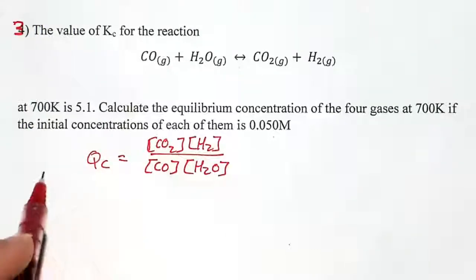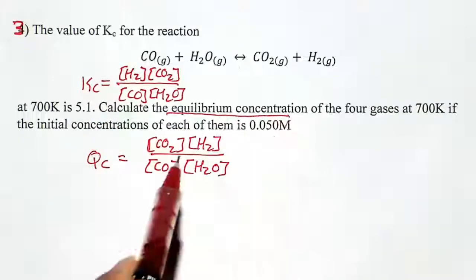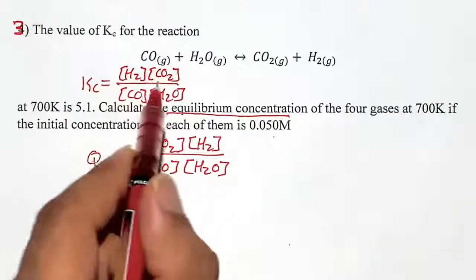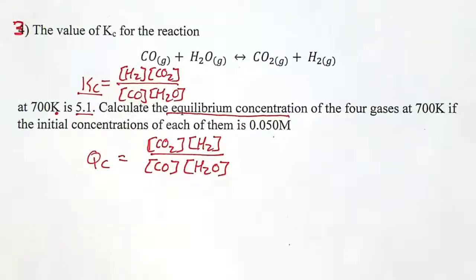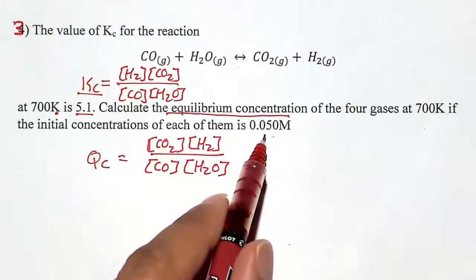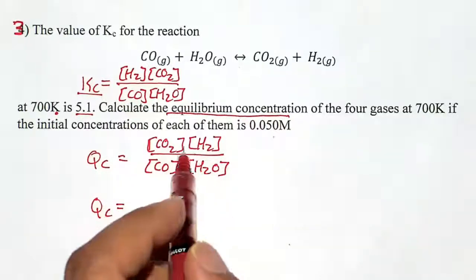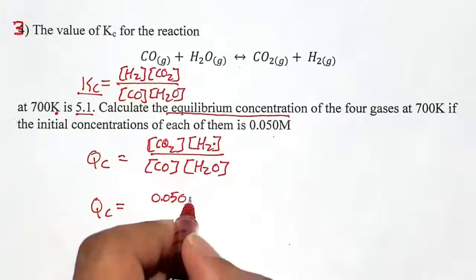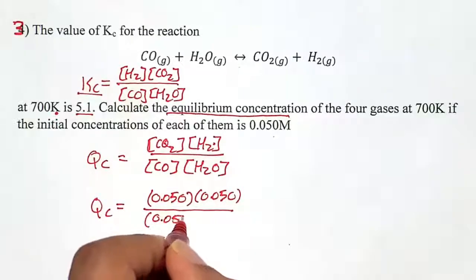Now remember, Qc and Kc are essentially the same thing. We're asked for the equilibrium concentration of the four gases. So the reaction is going to settle, move back and forth, back and forth, until it reaches a concentration ratio equal to 5.1. So let's calculate Qc here. Are these really equilibrium concentrations, 0.050 molar for each of these? Well, let's find out. Our Qc here is going to be 0.050, the concentration of this, this, this, and that. We don't have to worry about units for our equilibrium constant, so I'll just plug in.